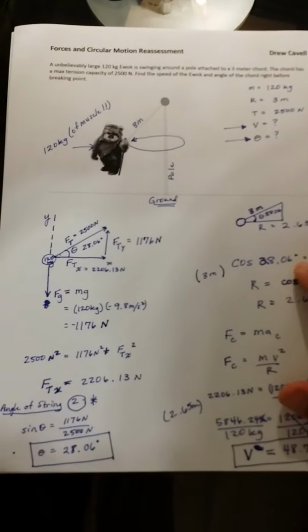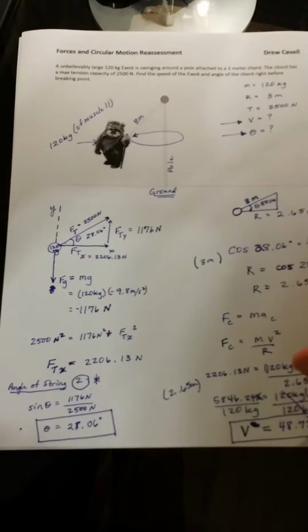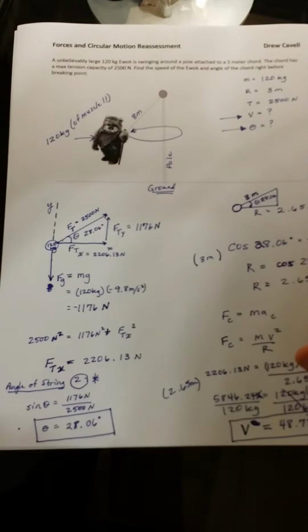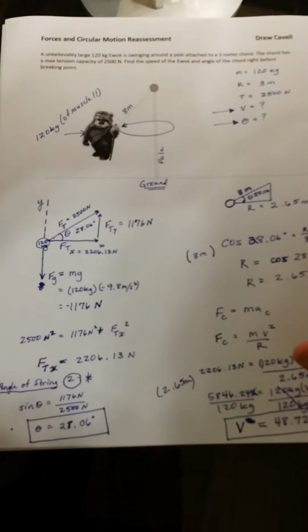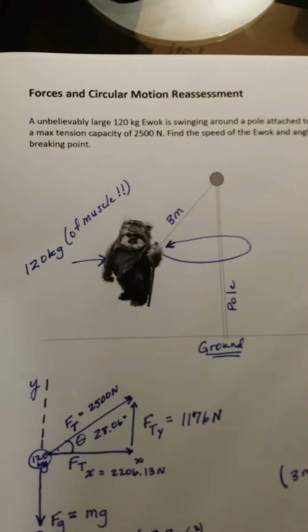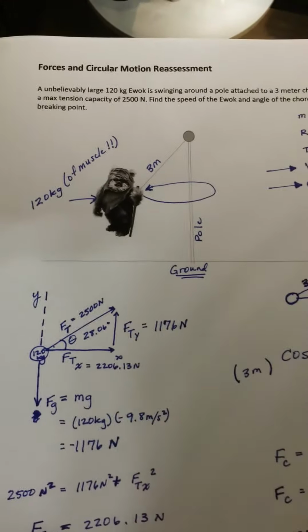Okay, this is Drew Cavell doing the reassessment for forces and circular motion, which I did so well on the assessment. So what we have here is an Ewok who is hanging from a cord and he's swinging around a pole.